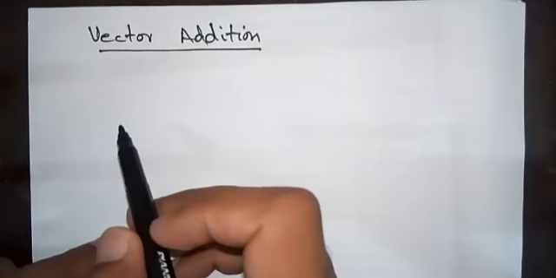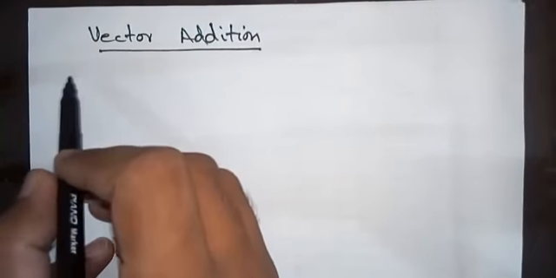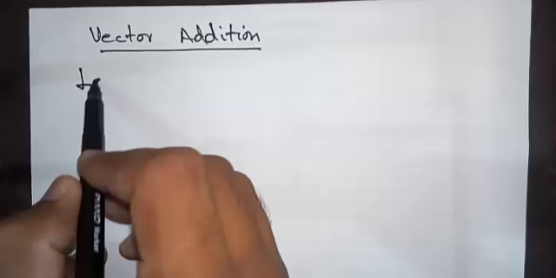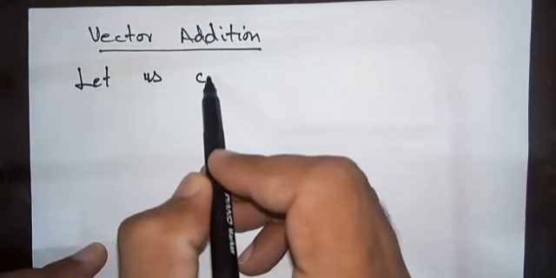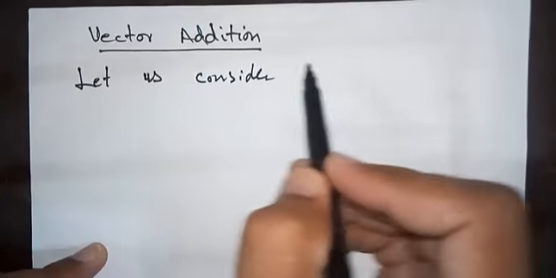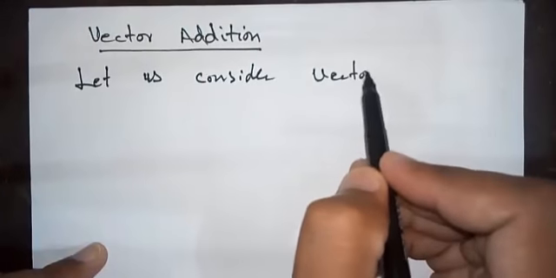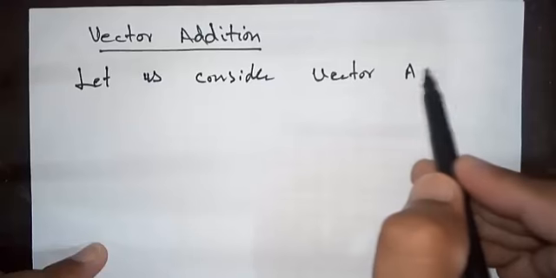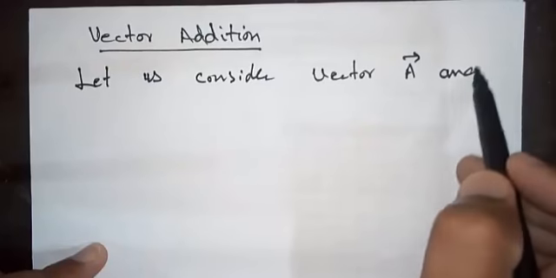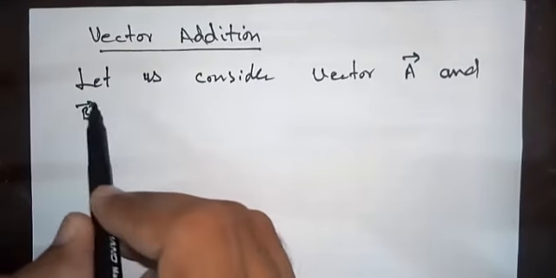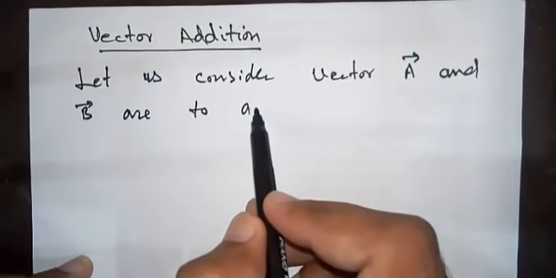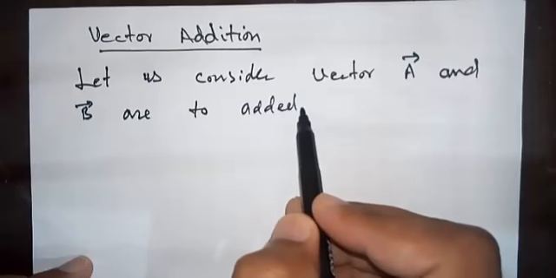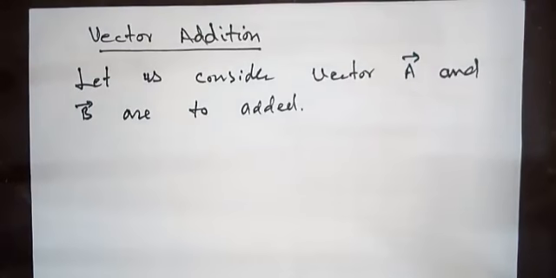Vector addition. Now let us take two examples. Let us consider vectors A and B are to be added. So how can we add these two vectors?